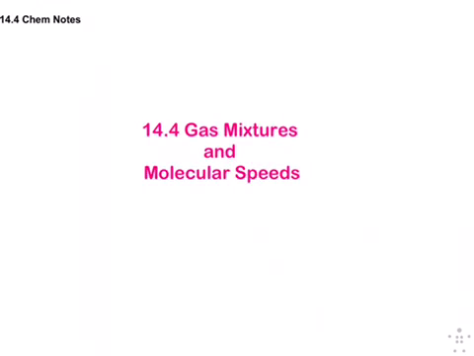All right, last section for this chapter is about gas mixtures and molecular speeds. An example of a gas mixture would be our atmosphere. It's a bunch of gases that are mixed together. They are not chemically combined, aka they are not bonded.